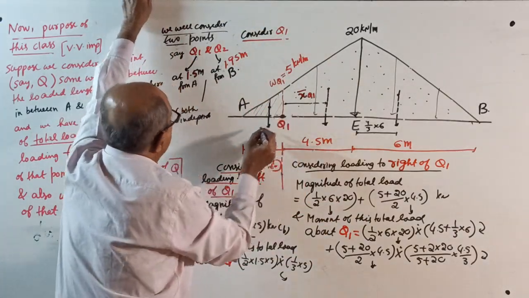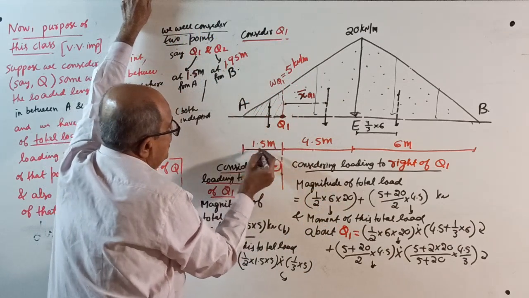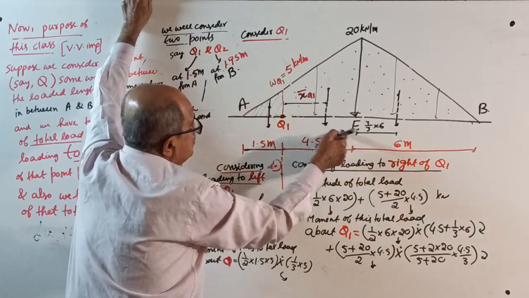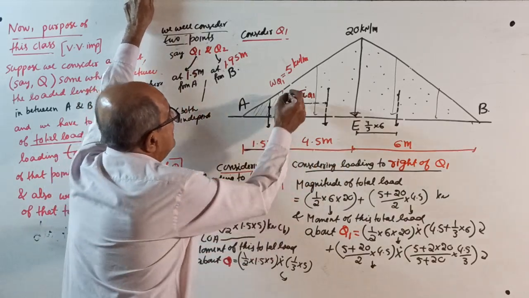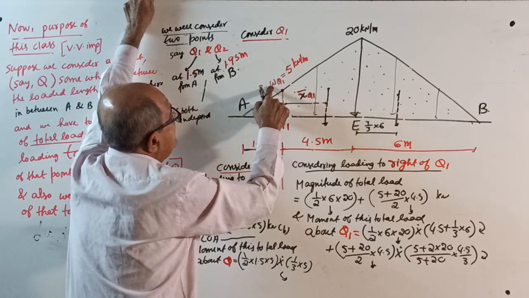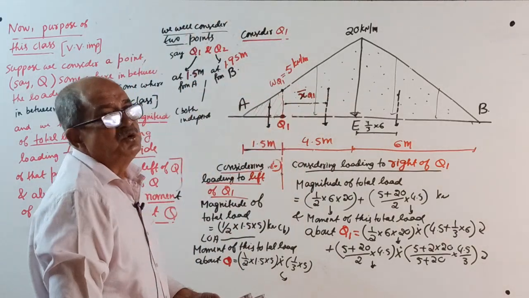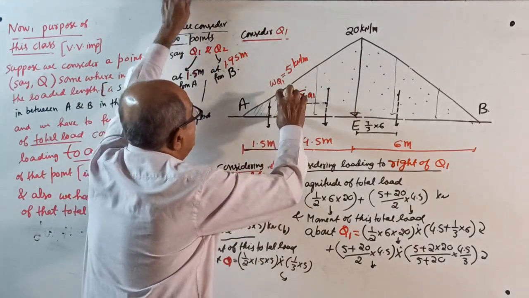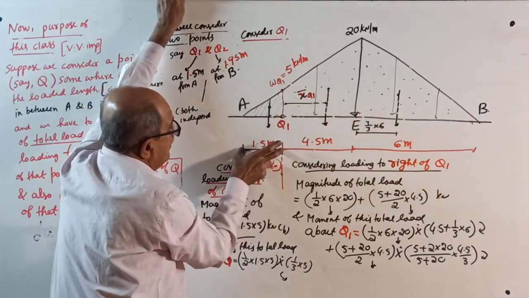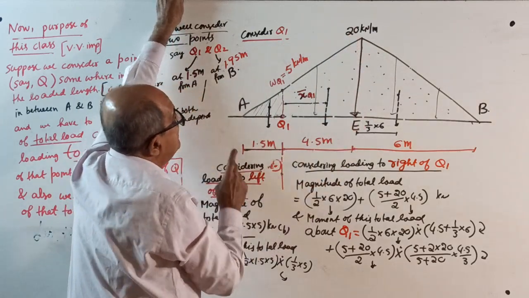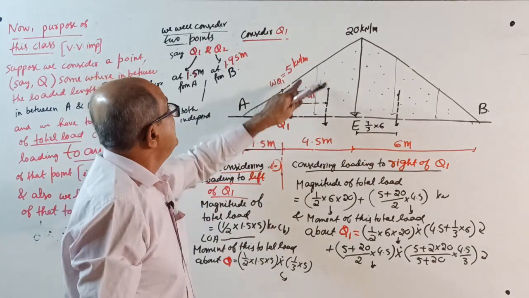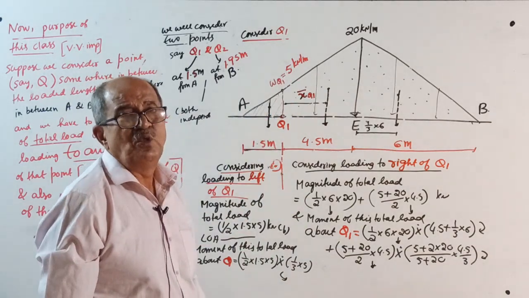Our Q1 is here. Here 1.5. When this is 1.5, this total is 6 meter. This is 4.5. Now, let the intensity be WQ1. You show the calculation. WQ1 divided by 1.5 equals 20 divided by 6. By similar triangles, WQ1 gets 5 kilonewton per meter.